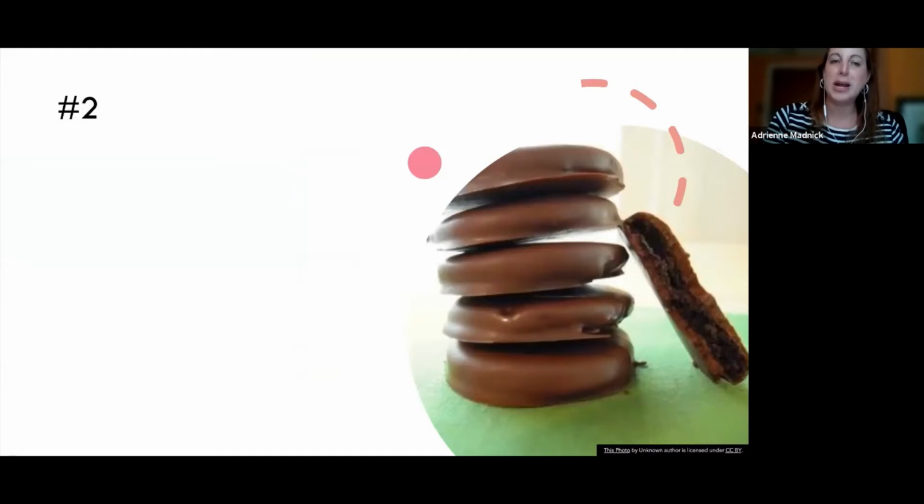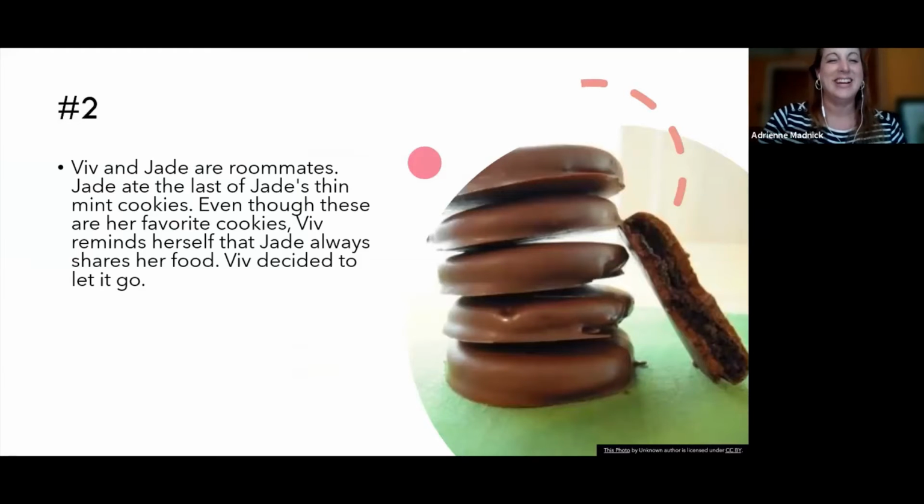Some of you might disagree, but that's okay. All right, Viv and Jade are roommates. Viv ate the last of Jade's Thin Mints. Even though these are her favorite cookies, Viv reminds herself that Jade always shares food. So Viv decided she was going to let it go.